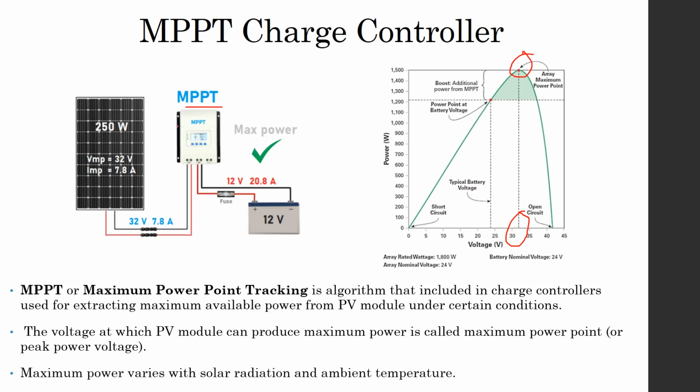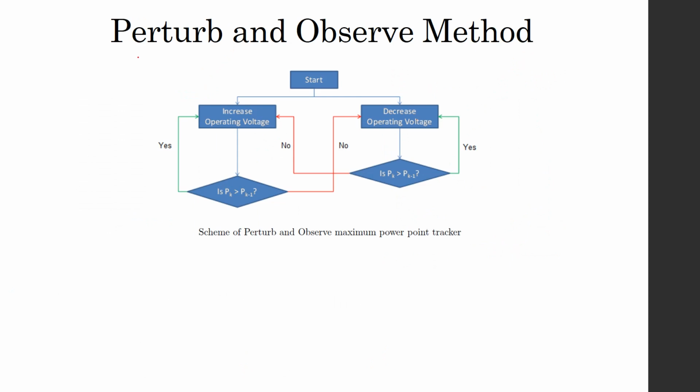So the maximum power point tracking should know the solar irradiation or ambient temperature in order to know what value of voltage. Or if you don't know the solar radiation or the ambient temperature, different techniques are used inside the maximum power point tracking in order to find the maximum power. One of these techniques is the Perturb and Observe method.